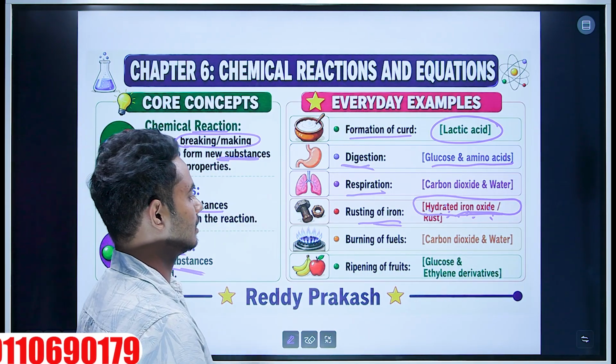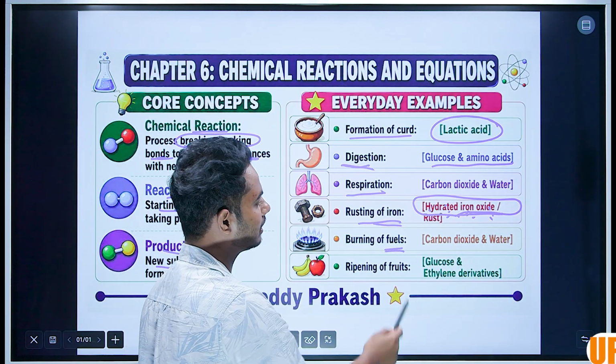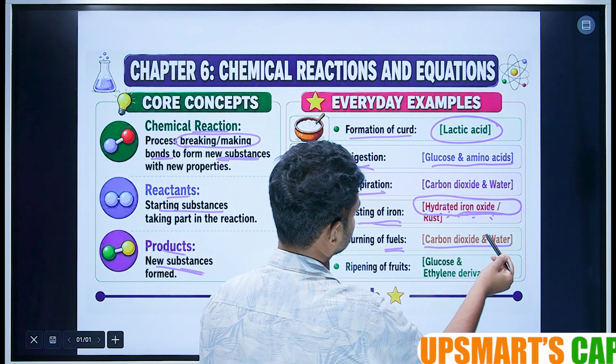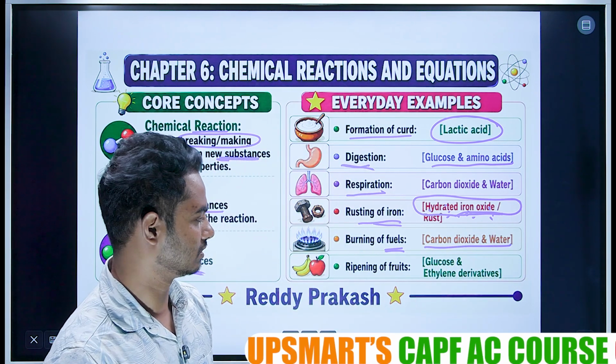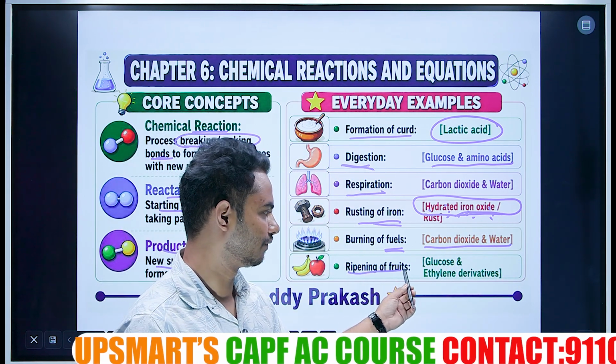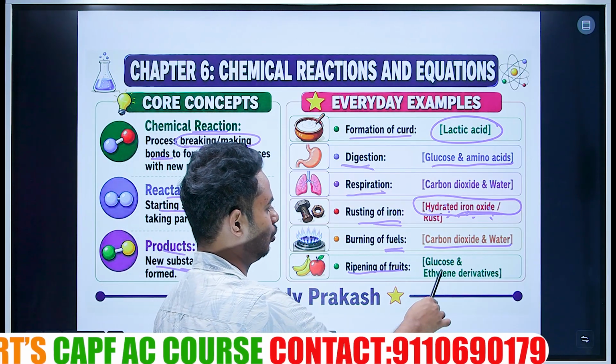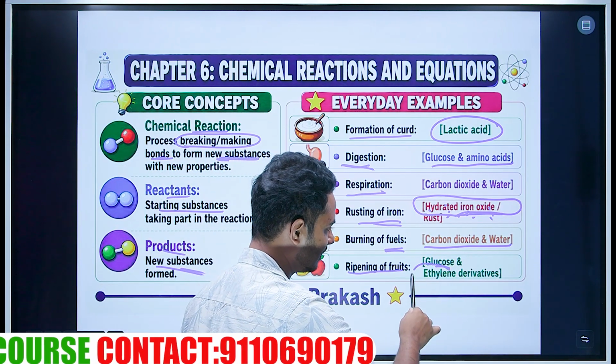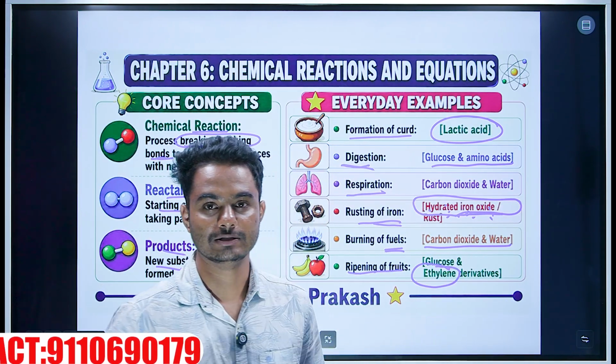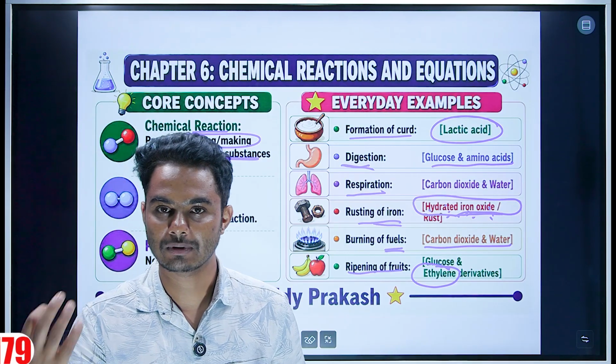Okay. Next is burning of fuels. Carbon dioxide and water are released when you burn the fuels. Ripening of fruits. These are important. Glucose and especially ethylene derivatives. We spray the chemical compounds to ripen the fruits.